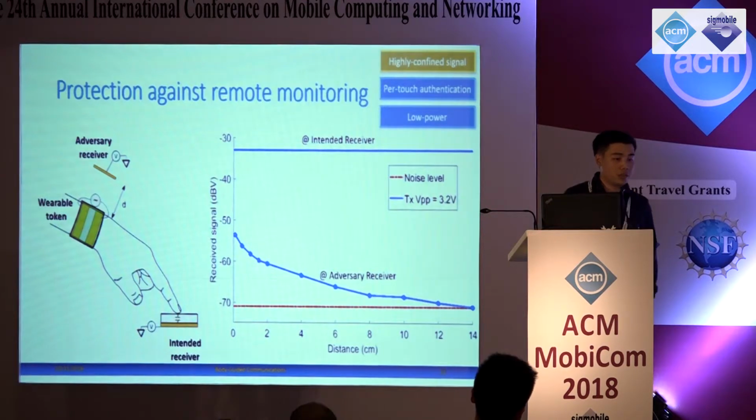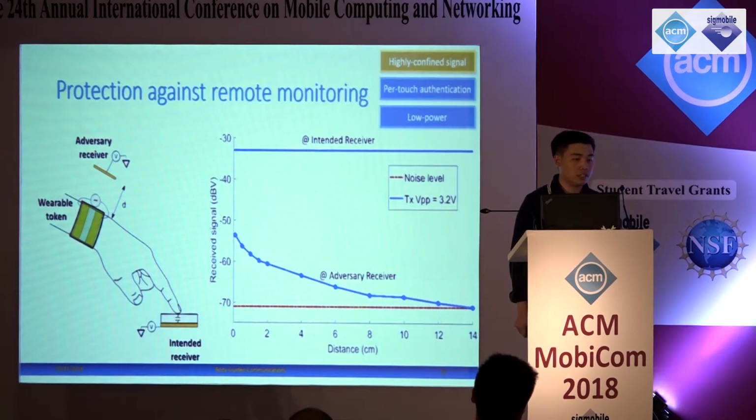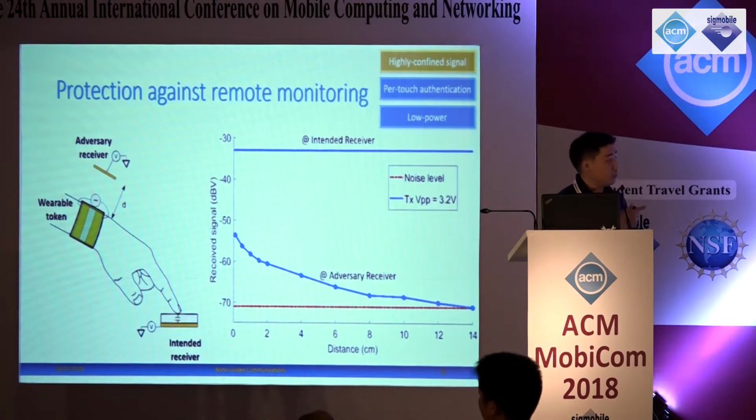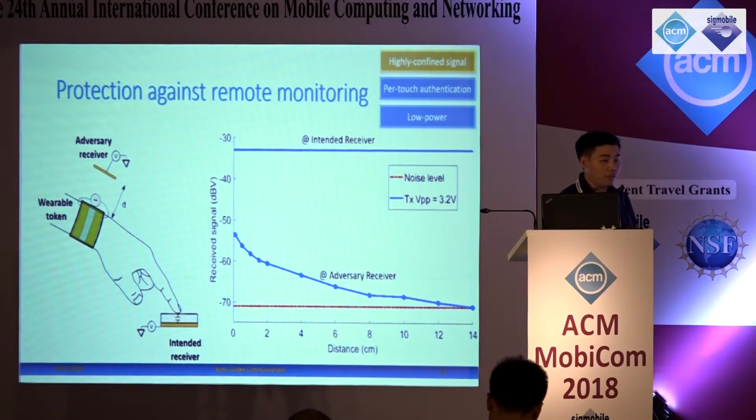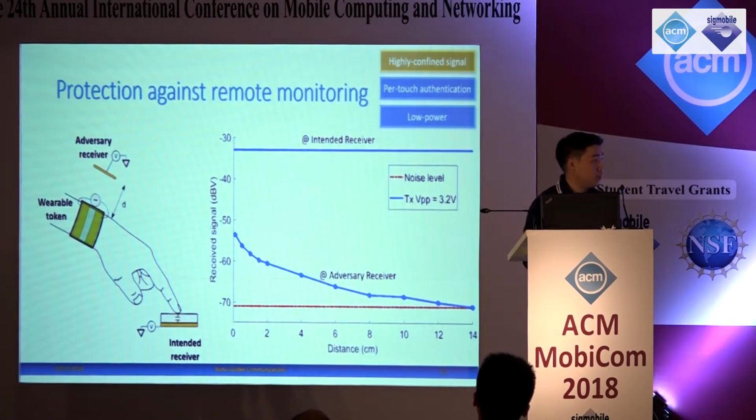Here we can see that when the transmission voltage is about 3.2 volts, the received signal at the intended receiver is much higher than at the adversary receiver, and the signal at the adversary receiver decreases with distance. But the received signal at the intended receiver is unnecessarily high. We want to decrease the transmission voltage until the received signal at the adversary receiver is under the noise, but the signal at the intended receiver is still decodable. So that is what we do.